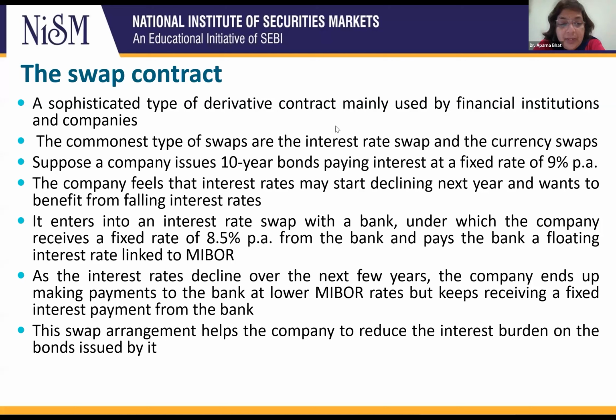Now, what happens if the rates actually start declining over the next few years? What will happen is that MIBOR will be lower and lower. So the company is under an obligation to pay MIBOR, right? As MIBOR keeps declining, the company will be making lower and lower interest rate payments to the bank, but the bank will continue to pay a fixed rate of interest of 8.5% to the company.